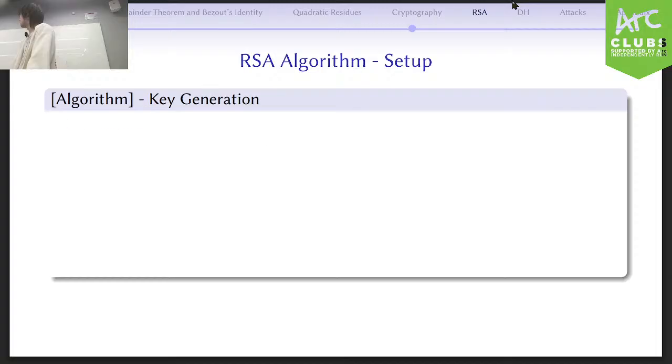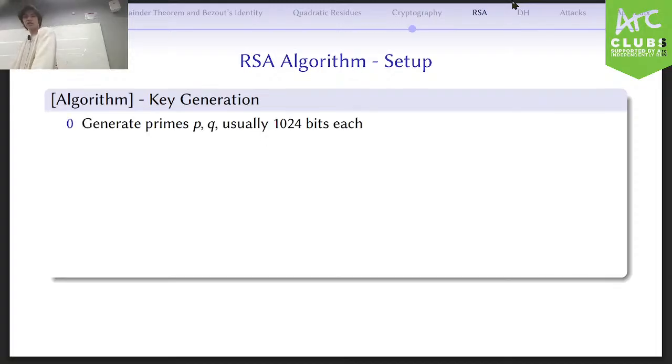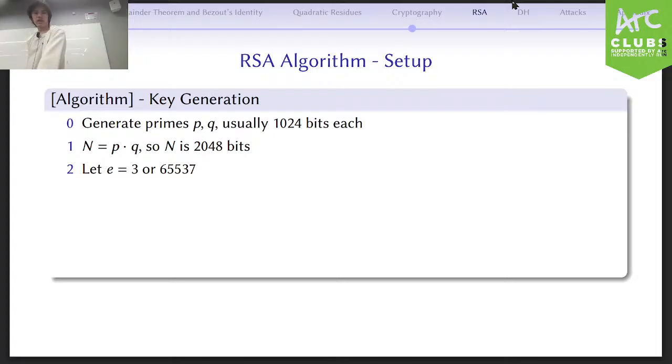All right, let's go over how RSA works. First off is key generation. First, we generate two primes, P and Q, usually 1024 bits each, so really, really big numbers. Then we compute n equals P times Q. So n is really, really big, 2048 bits. And we're going to let our public exponent E be either 3 or 65537. Usually in practice, 65537.